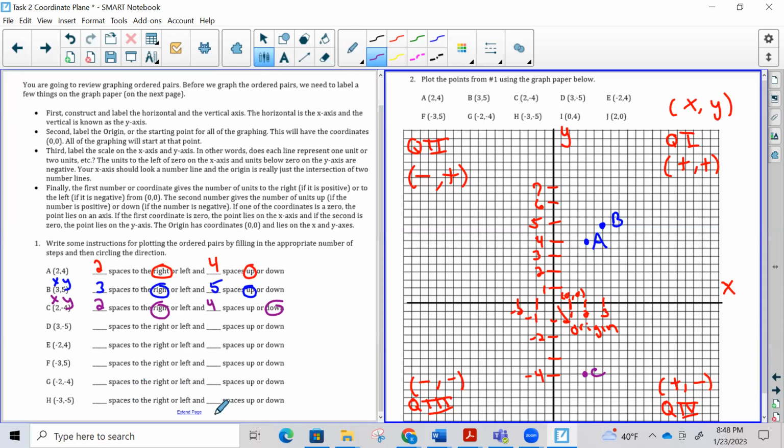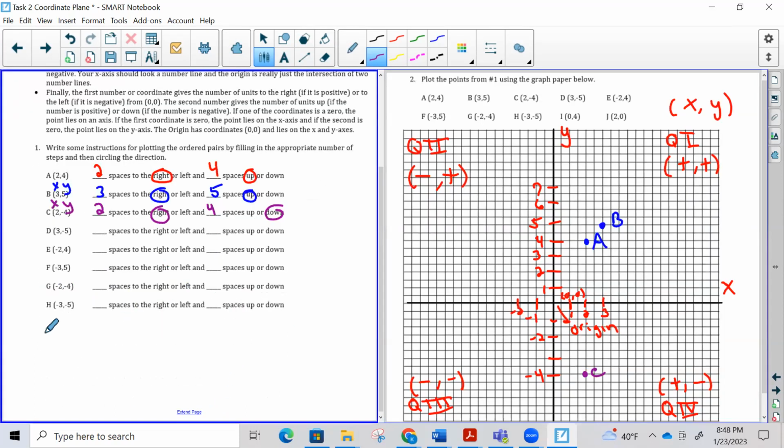So I want you guys to try these on your own. I'm going to actually add 2 more. So we want to do 0, let's say 4, and then we'll say -3, 0. Okay, and then it's the same directions here. Blank spaces, right or left, and then blank spaces up or down, and then this one would be blank spaces right or left. Okay, so let's just do these 2, and then I'll have you do D through H.